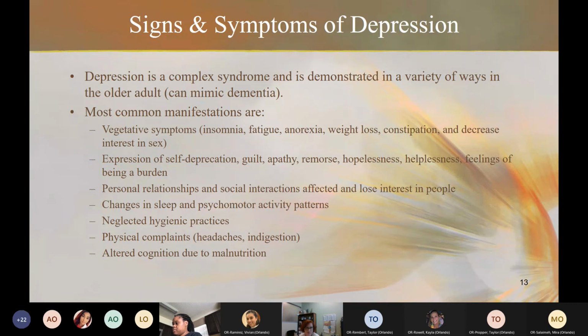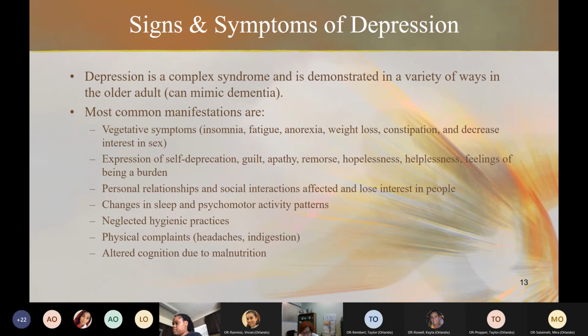Maybe their sleeping patterns change. Maybe they do a lot of sleeping instead of getting up and about. They don't take good care of themselves. In other words, they have very poor hygiene. They don't take a bath like they should. They neglect themselves. They can complain of headaches and indigestion. That's also another sign and symptom of depression.